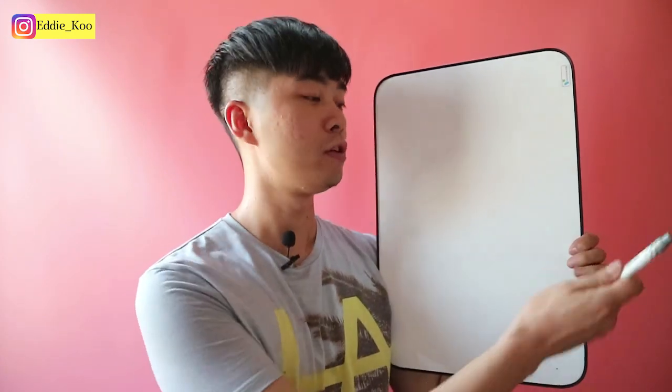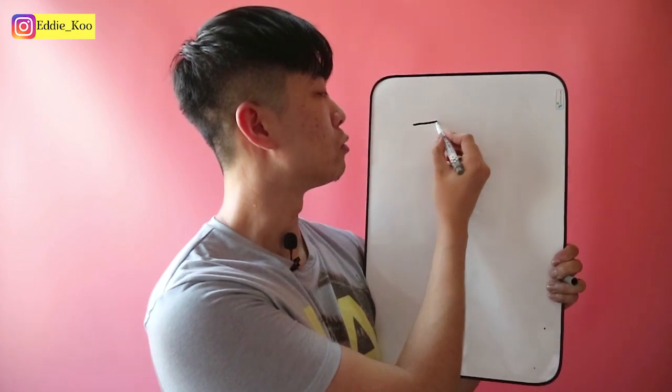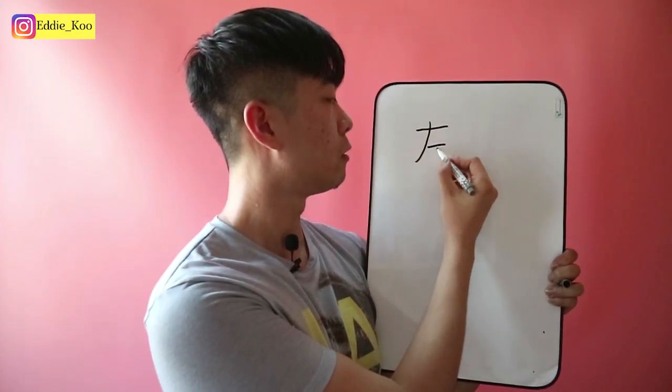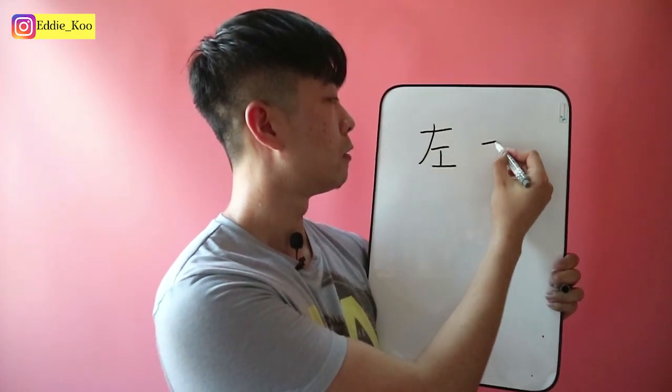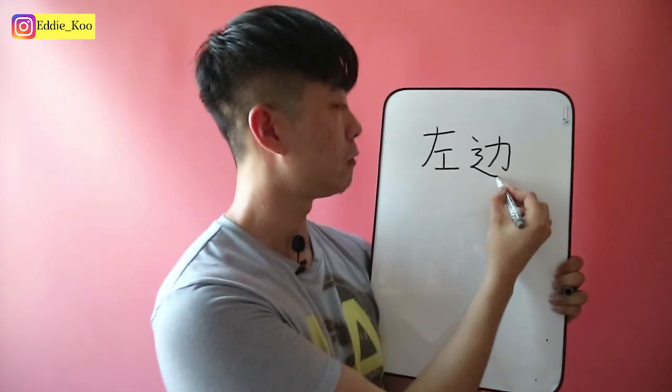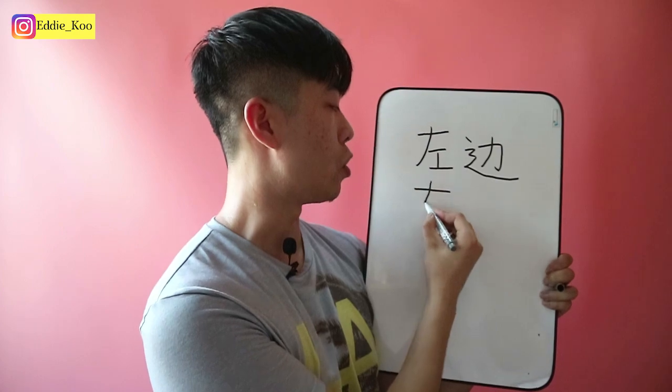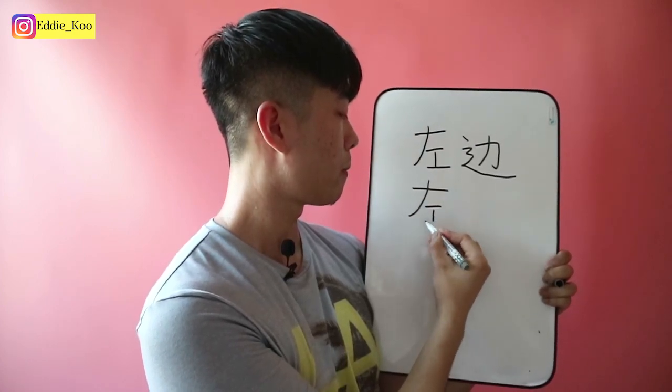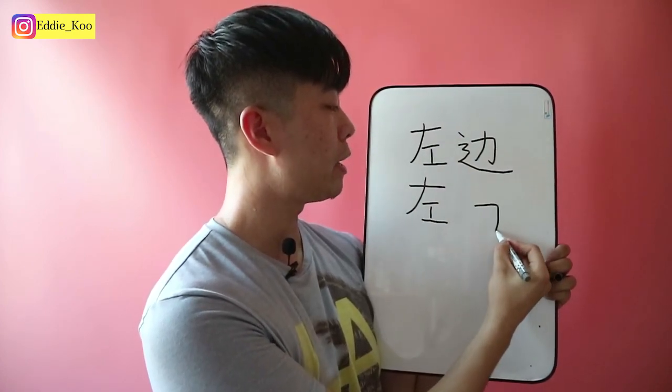Let's try to write 左 and 边, these two characters together. 左, 边, 左, 边.